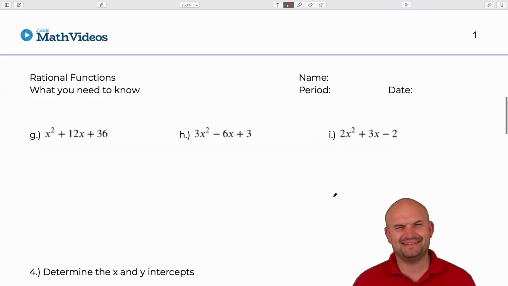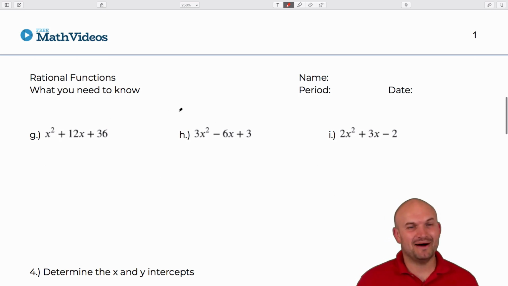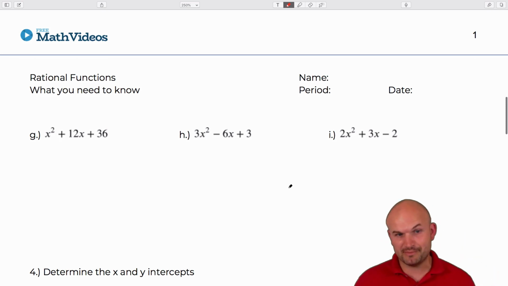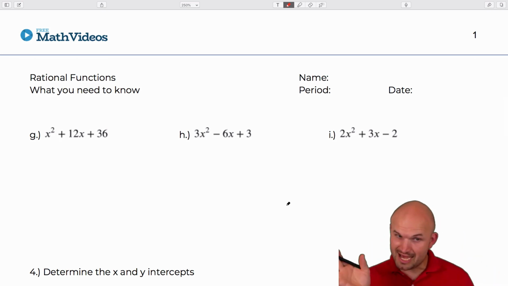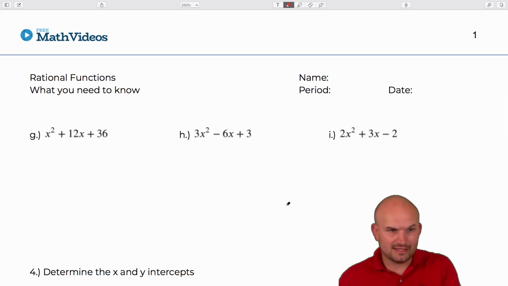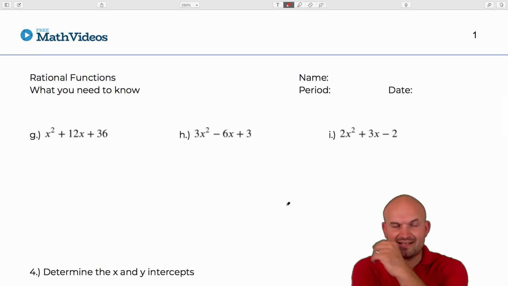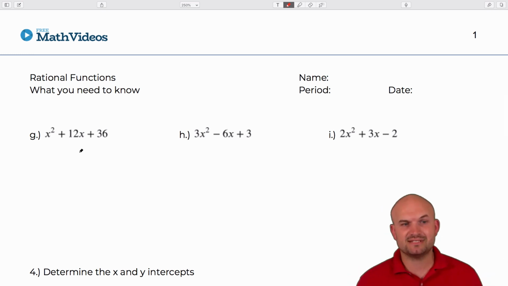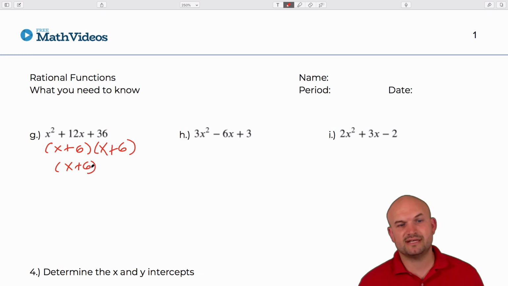Next one, what you need to know. Let's continue factoring. All right, in the next one, I kind of recognize this as a perfect square trinomial. I see 36 and I say, that's a perfect square. And then I look at the middle term and I say, 36 is a perfect square of 6, right? And if I double 6, I get 12. So this looks like x plus 6 times x plus 6 because my middle term is positive. And then I could simplify that even further into x plus 6 squared.